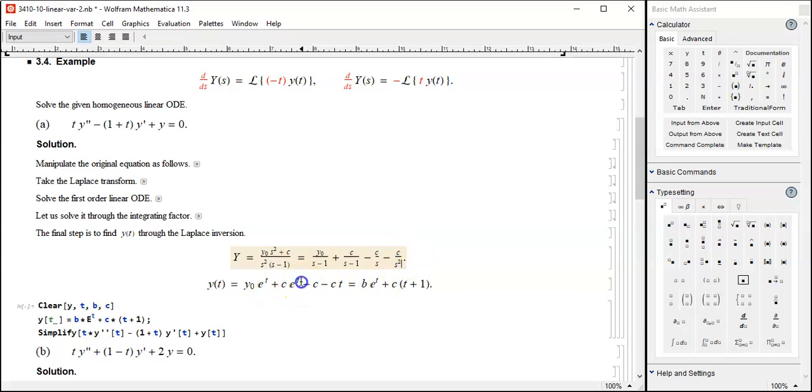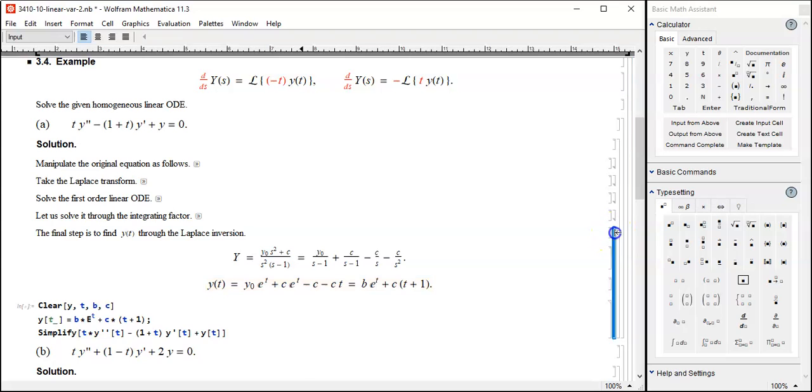In the end, after consolidating these two, we have a different character here. So what did we end up with? We have a linear combination of two linearly independent solutions, e to the t power and t plus 1. We have two solutions, and then we have two coefficients b and c. So this is the general solution.